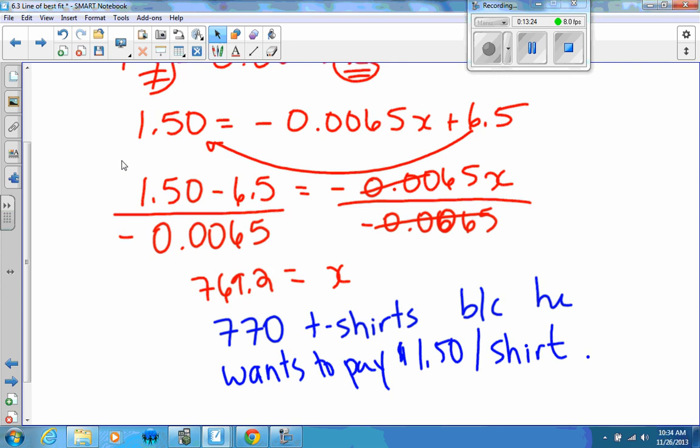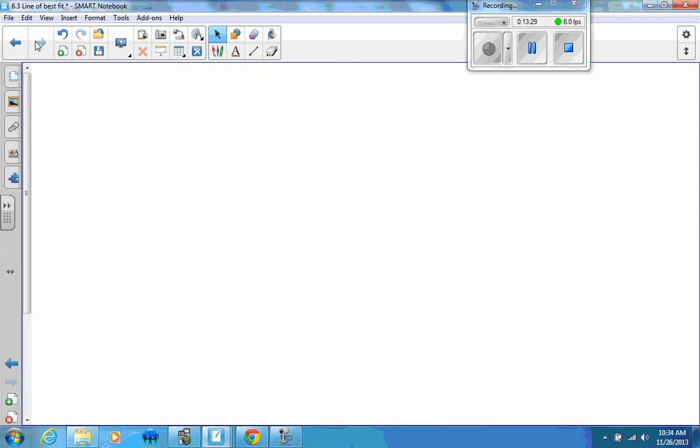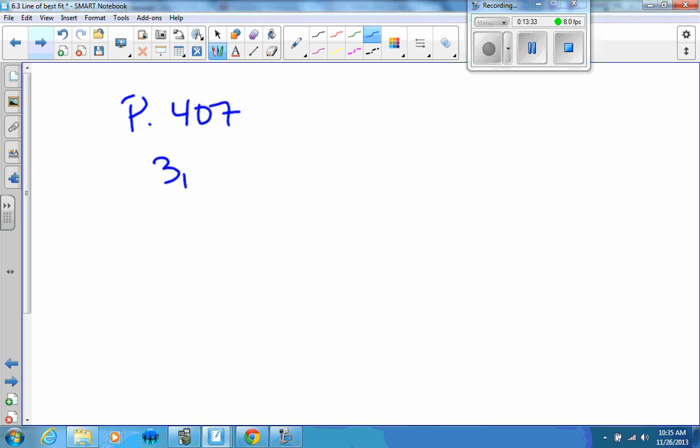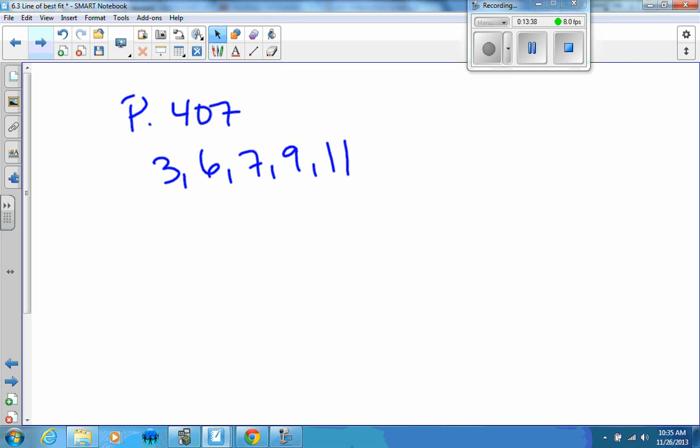And that's your answer. Now your questions that you're going to do or attempt are on page 407, question 3, 6, 7, 9, and 11. Now the next units that we're going to be looking at is the same idea. So it's just going to be using a different linear regression, but it's the same idea. You're going to enter data into a table, and then you're going to choose a linear regression that best suits it, and then you're going to answer questions based on the equation you're given.